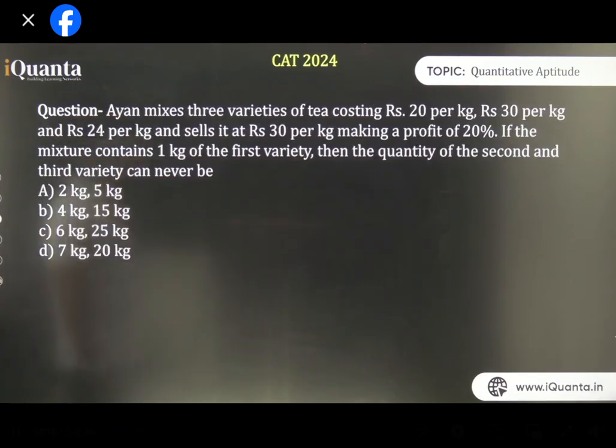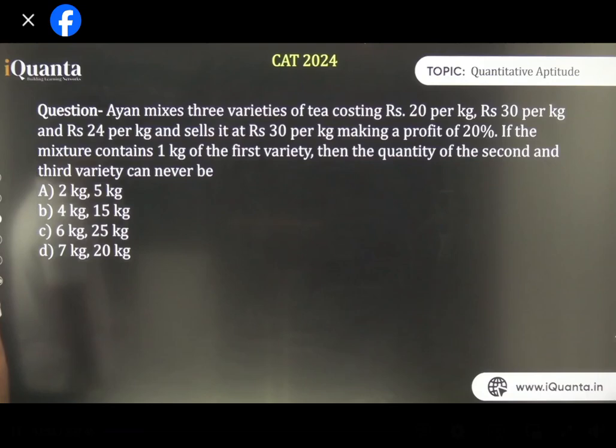Please, the next question is this one. 20, 30 and 25. So there are 3 varieties of tea. One is 20 per kg, one is 30 per kg, and one is 24 per kg. And he is selling at rupees 30 per kg to make a profit of 20%. If the mixture contains 1 kg of the first variety, then the quantity of the second and third variety can never be what? Now you need to find what is not possible.